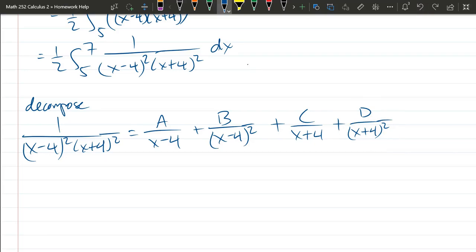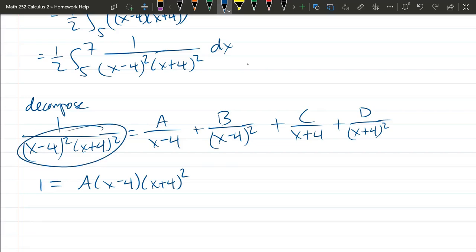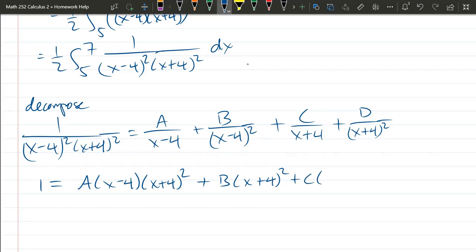All right, multiply by the denominator to clear it all out. What happened with the a? Well, remember, I'm multiplying by that denominator, so one of the x minus 4 squareds will cancel, we're still left with 1. When I multiply that denominator times b, the x minus 4 squared cancels completely, and we're left with x plus 4 squared plus c times x minus 4 squared x plus 4 plus d times x plus 4 squared cancels x plus 4 squared, and then x minus 4 squared.